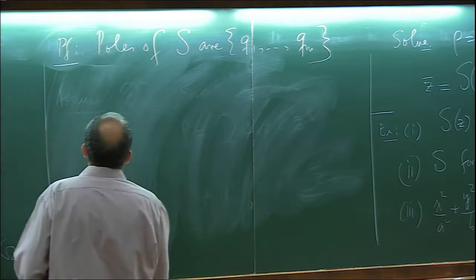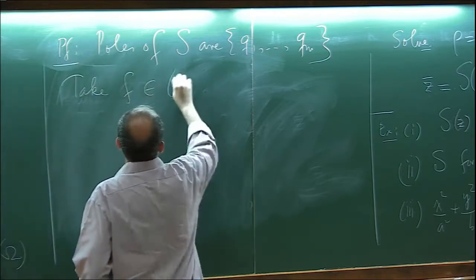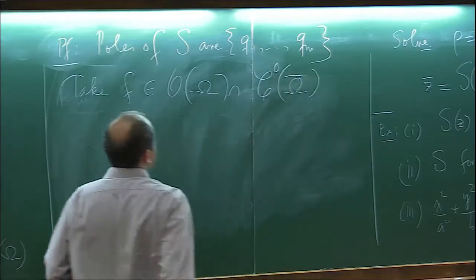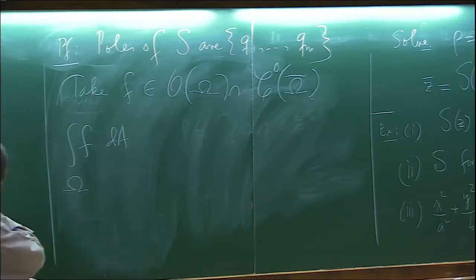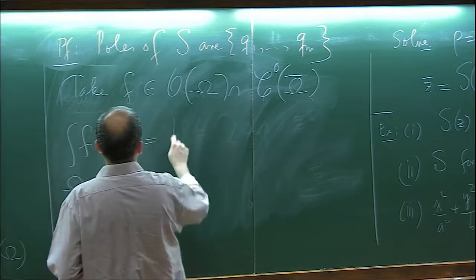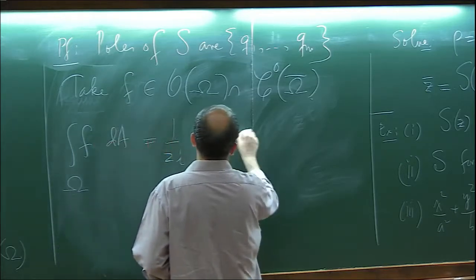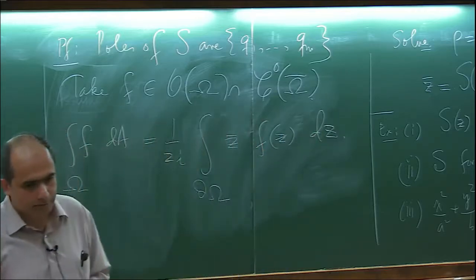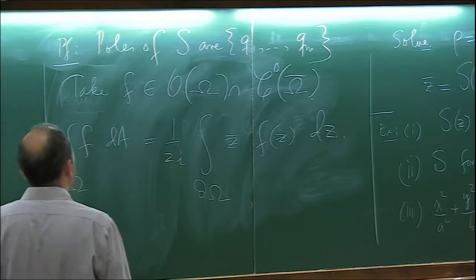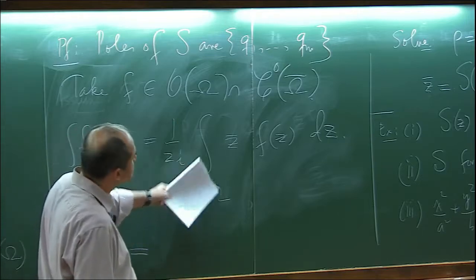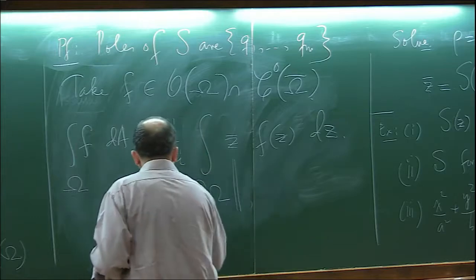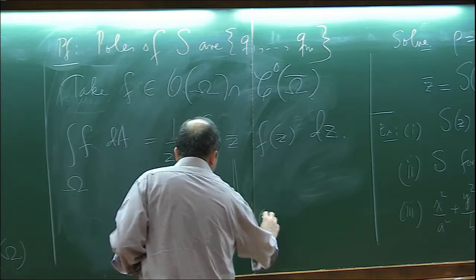So how does the proof go? Let's take an element f in my test class, and let's integrate this function f on the domain. By Green's theorem, I can write this as 1 over 2i integral on the boundary of z bar f of z dz. And now let's use the data that S is the Schwarz function for the domain omega. In particular, on the boundary of omega, S is equal to Z bar. So I'm going to replace this term by S of Z, F of Z.